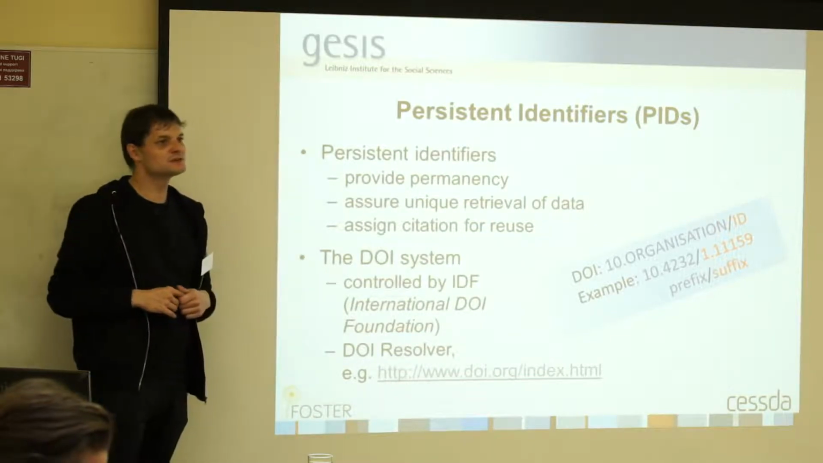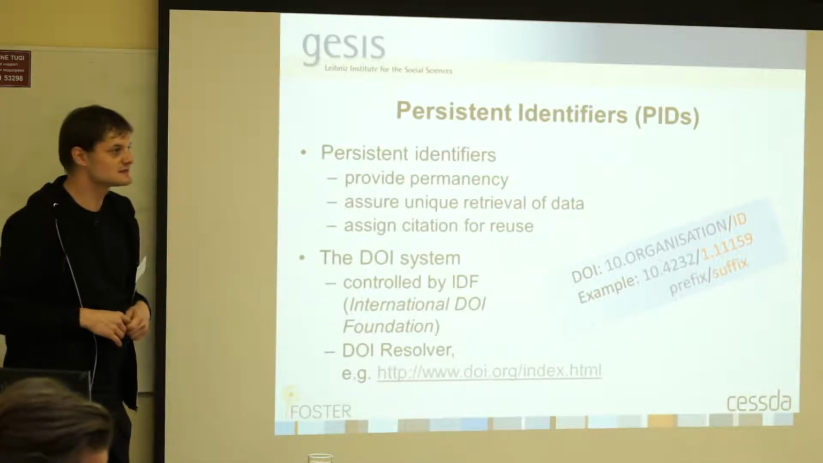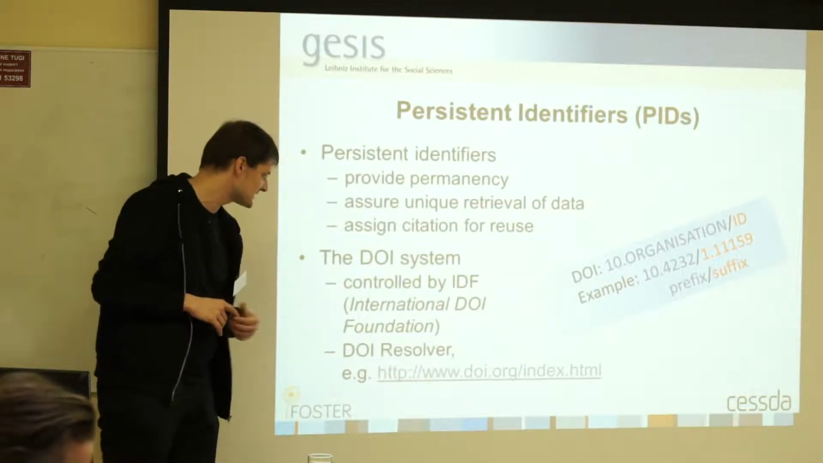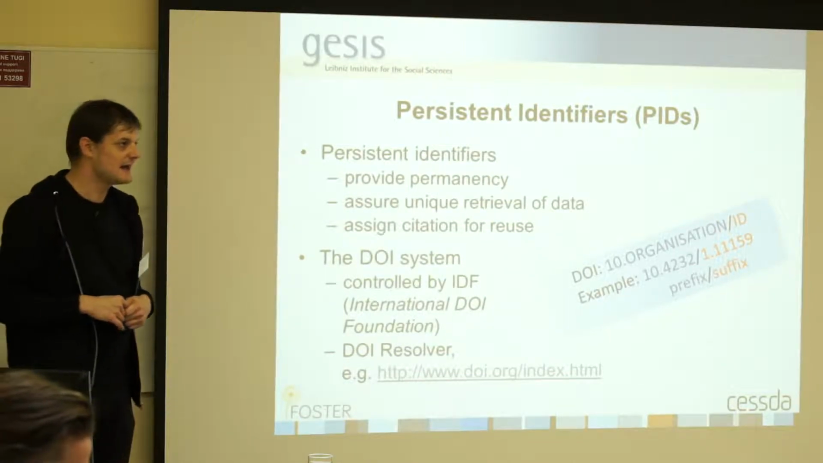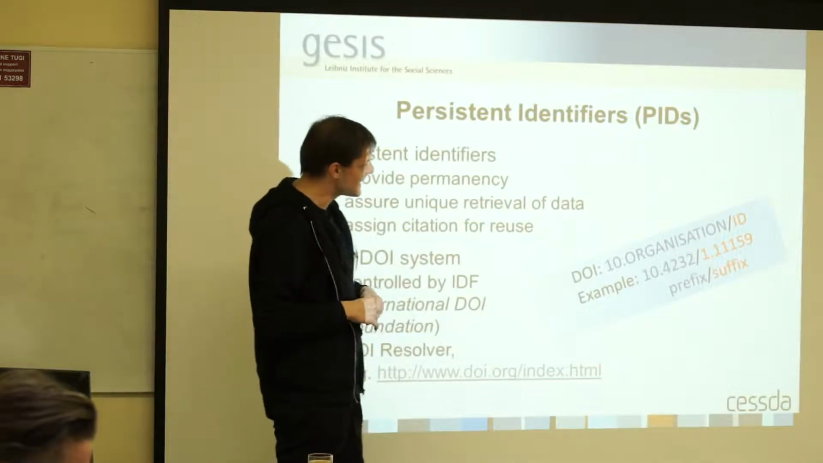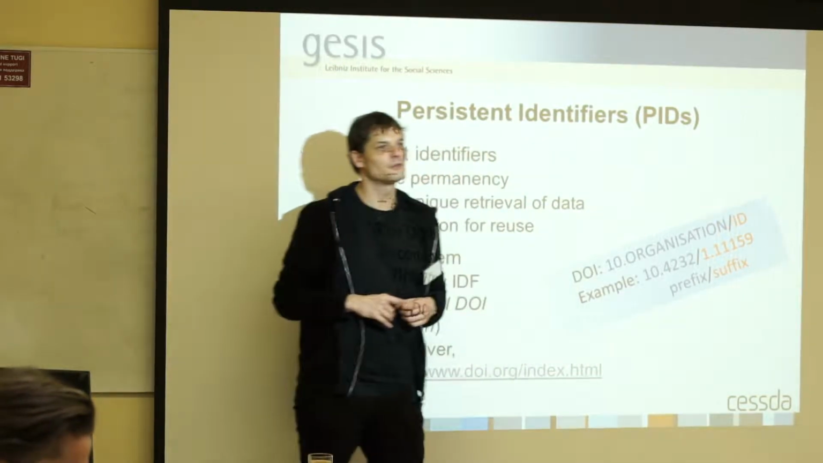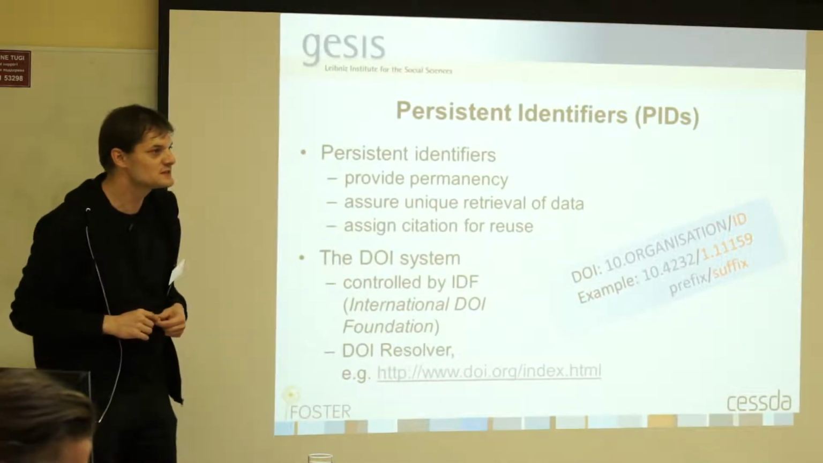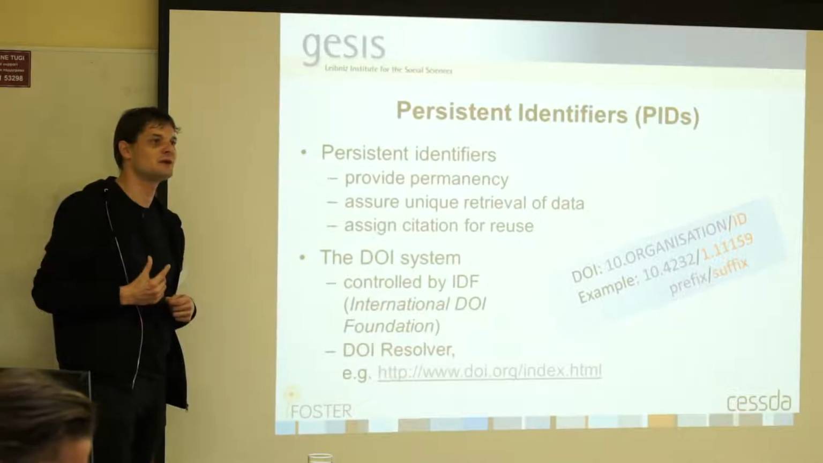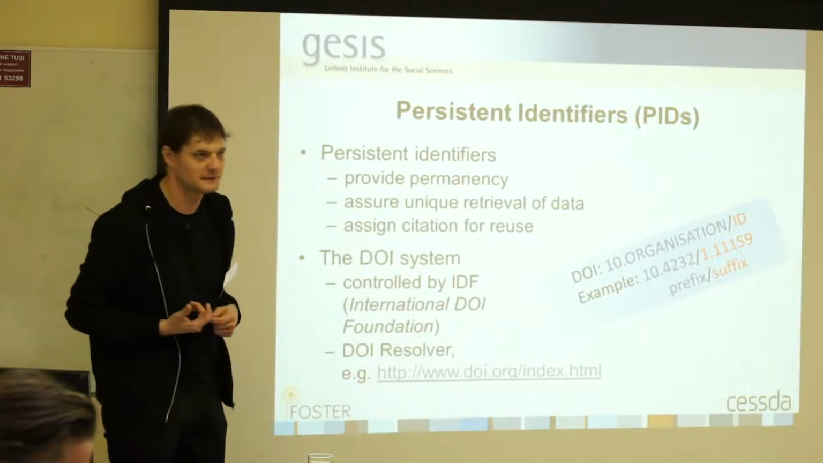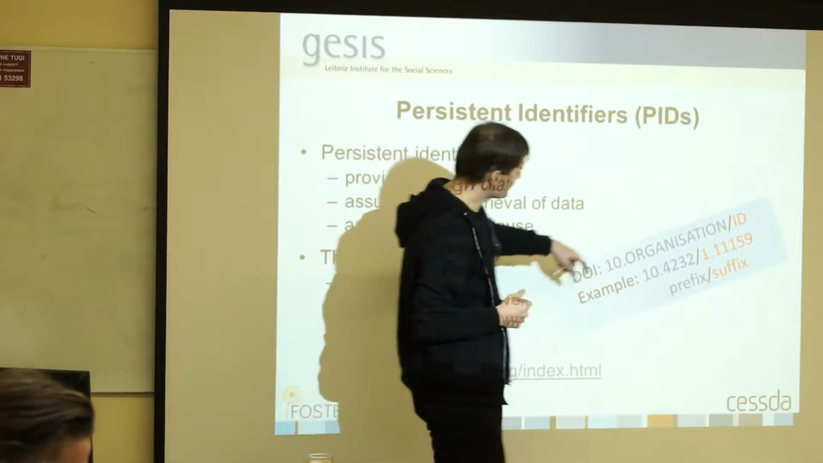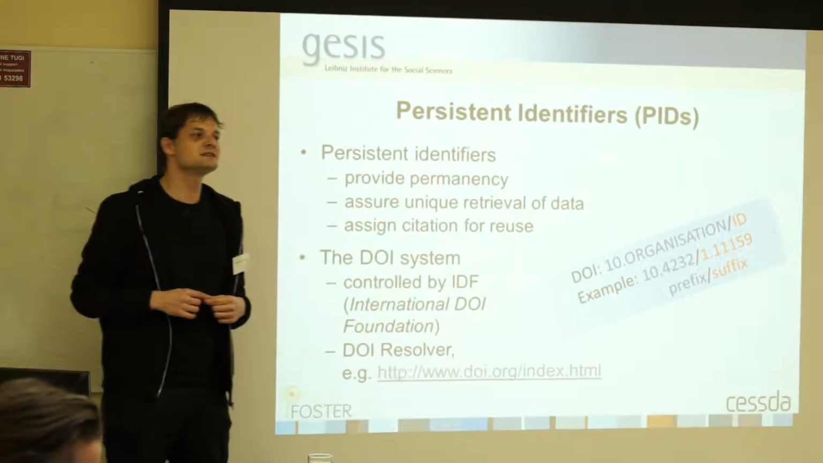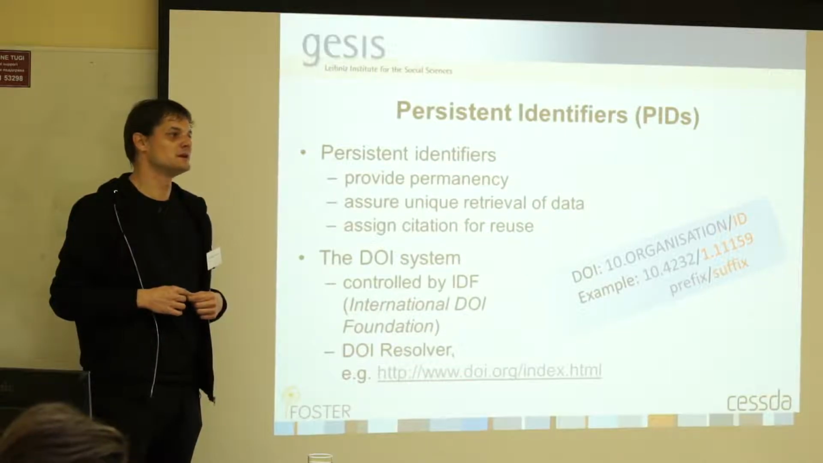One example for such a persistent identifier is the so-called DOI system, the Digital Object Identifier, which is controlled by the International DOI Foundation. And a DOI consists of three parts, as shown here on the right side. It always starts with a 10 dot. And this 10 dot is nothing else than the identifier that the following number is a DOI. Then we have a 4-digit number. Here it is 4232, which assigns the registration agency for the DOI.